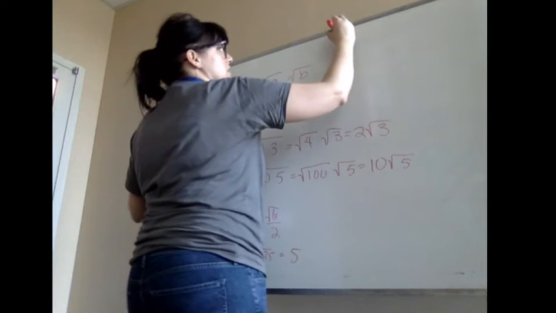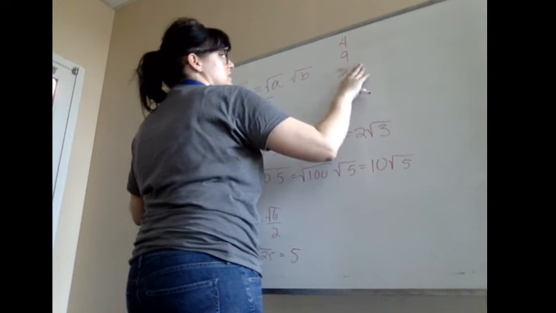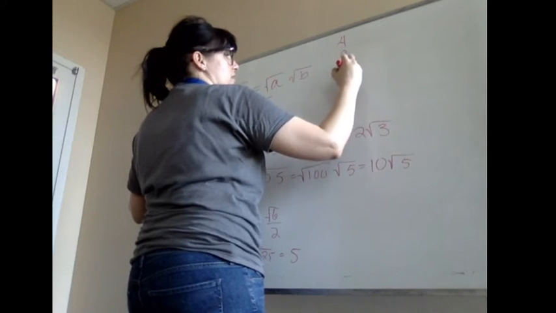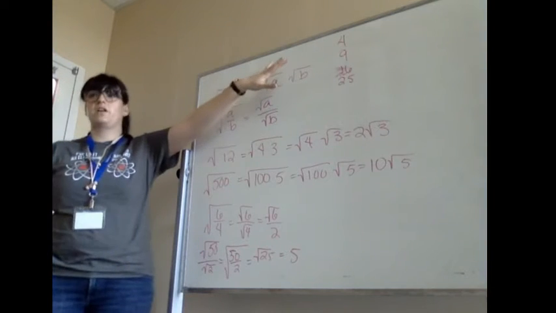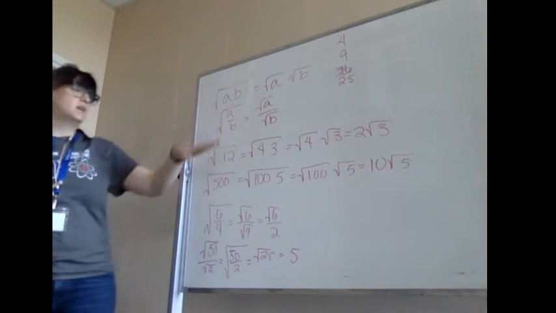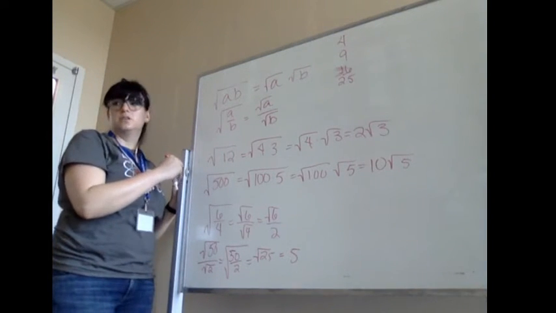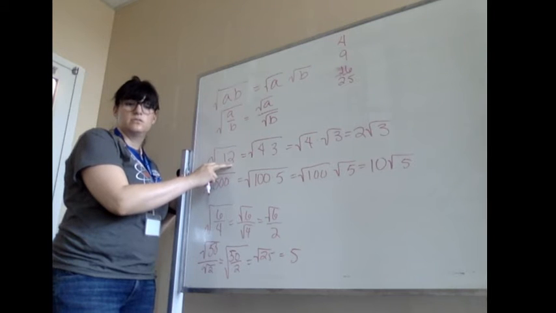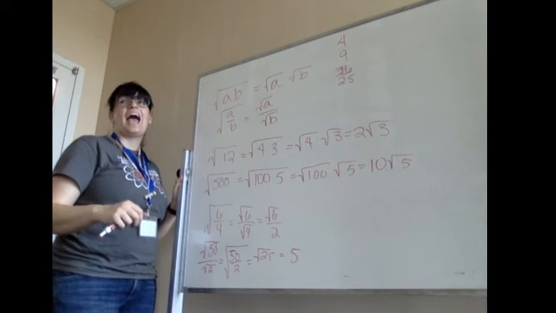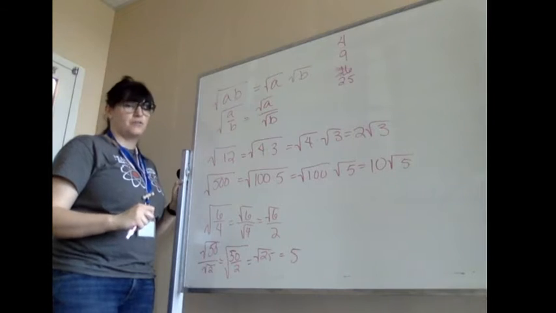So the perfect squares are things like 4, 9, 16, 25. Okay? So try immediately dividing the numbers that you know are perfect squares into this, what's called a radicand. This symbol is a radical, and what's underneath it is called a radicand. Everybody's good so far? Okay.